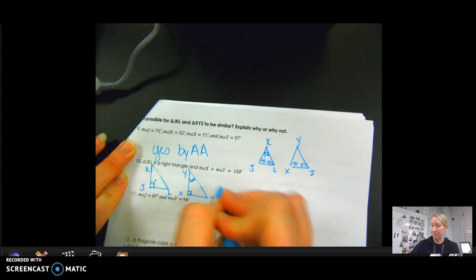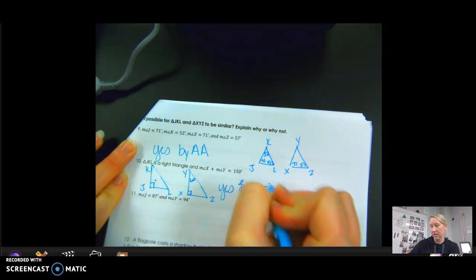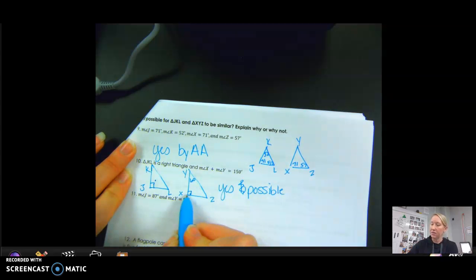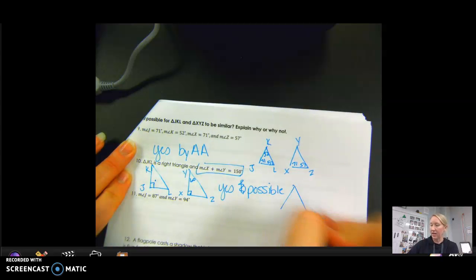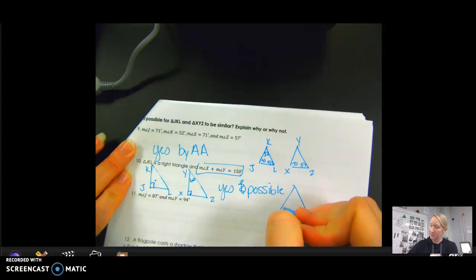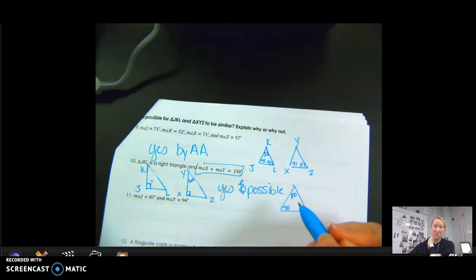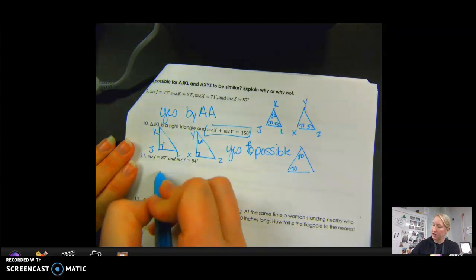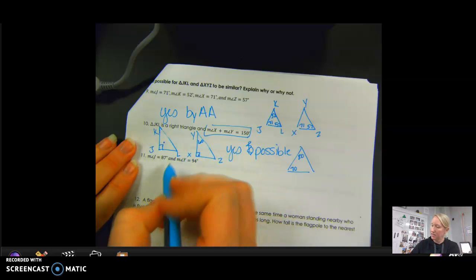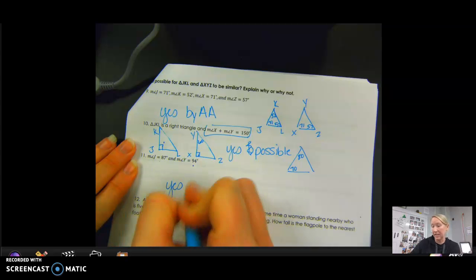It doesn't have to be. So yes, possible. It doesn't have to be. So the only thing they're telling me about X and Y is that they add up to 150. So I could have a triangle here, and this be 70 degrees, and this be 80 degrees, and that adds up to 150 also. So it doesn't have to be 90, and so that's why I'm saying yes, it's possible, but it doesn't have to be. This one, angle J is 87, and angle Y, that's all we know. So yes, that's possible again.